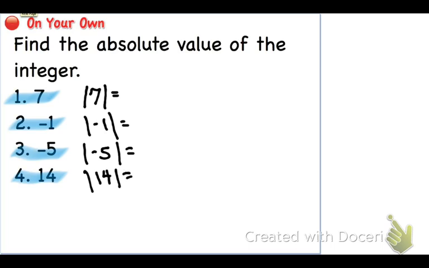All right, so pause the video and figure out what's the absolute value of 7? How many steps did you travel from 7 to 0? Then do that for number 2. How many steps did you take from -1 to get to 0? How many steps did you get from -5 to 0? And how many steps did you get from 14 to 0?